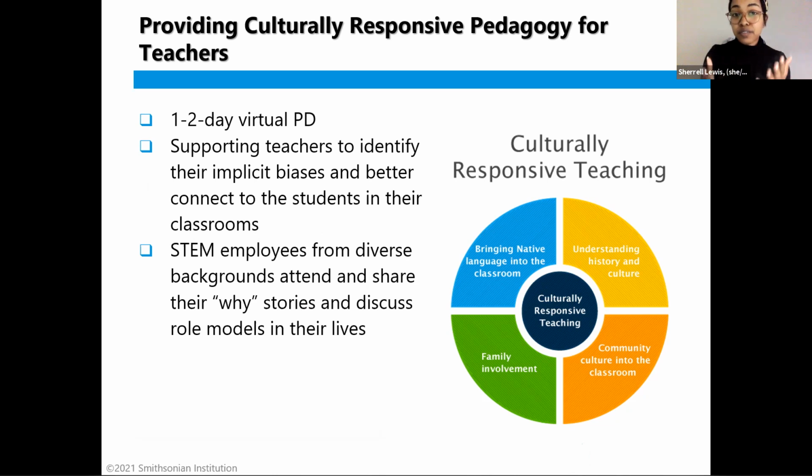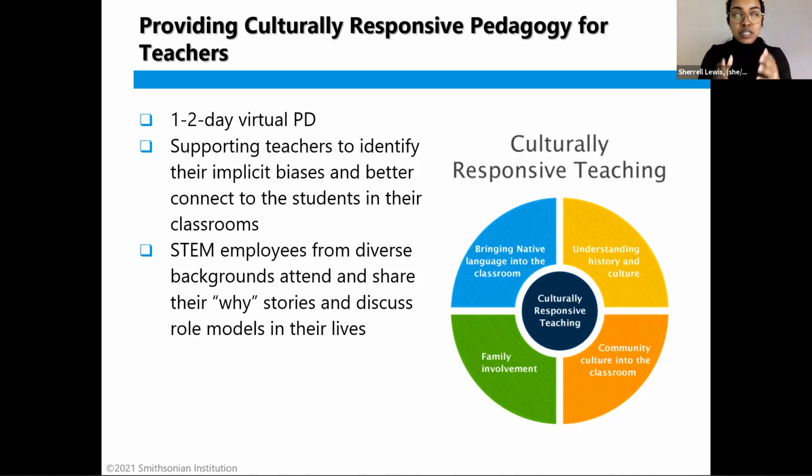So we have professional development, between 1 and 2 day virtual professional developments that focus on culturally based pedagogy, and they are meant to help educators identify ways to appreciate their students' diversity, diverse viewpoints and backgrounds. It's also an opportunity for educators to identify their own implicit bias and the way that that affects the relationships they have with their students and how they connect with their students.